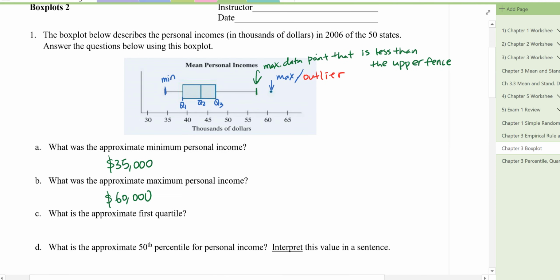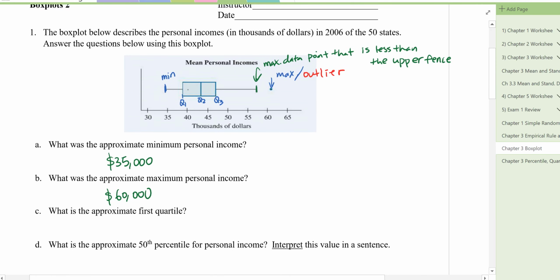What is the approximate first quartile? The first quartile is this first line over here. This is the first quartile. That's about, I would say, 38,000.